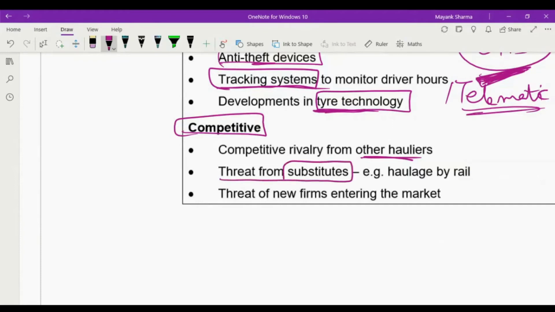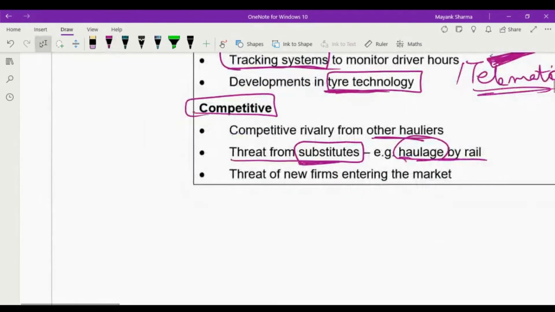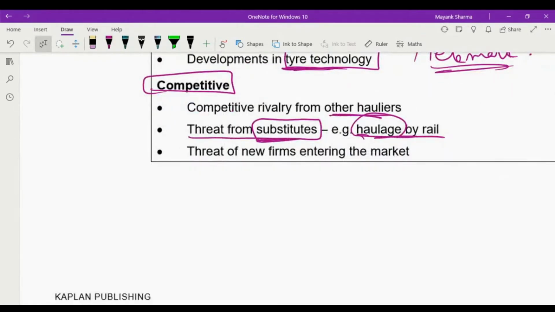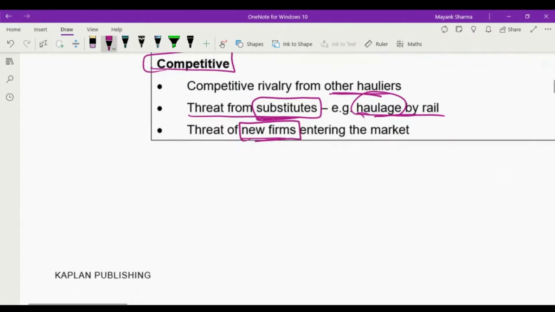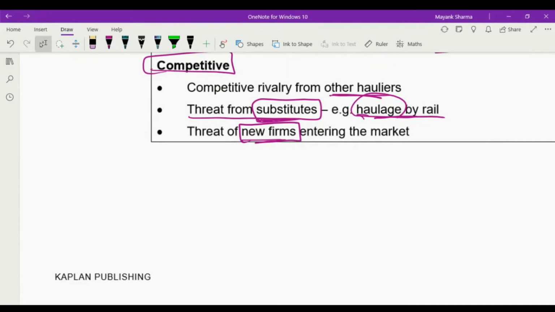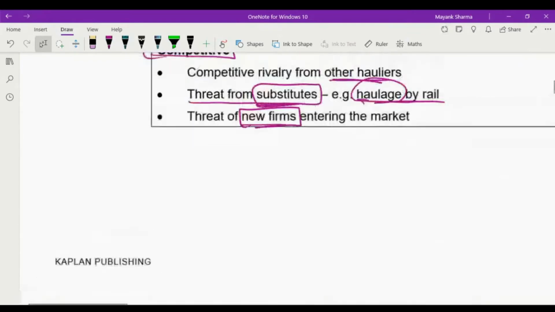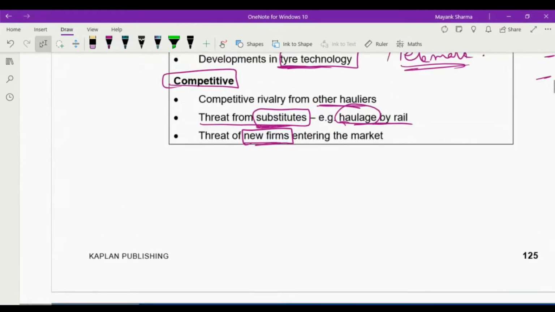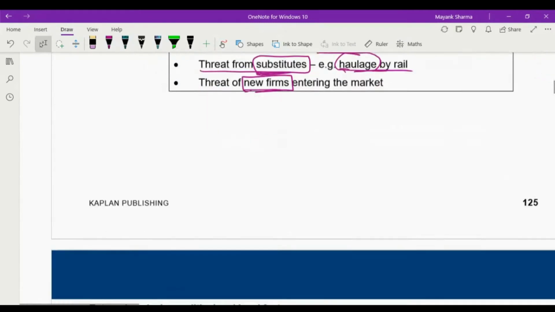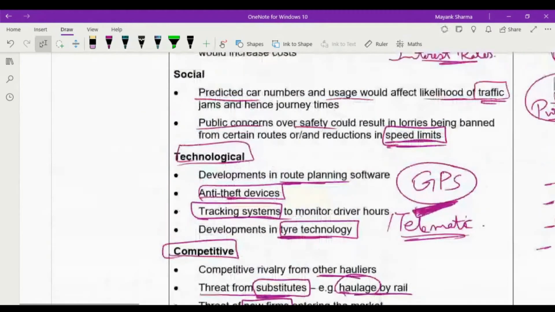Threat from substitutes. The threat can come not directly from the direct competitors, other haulers, but from other means of transportation also, like airways, railways. So if haulage is by rail, it's faster, it's cheaper as well. So that is a competition which the haulers can face. Threat of new firms entering the market. There can always be new entrants to the market. Those people who were associated with us, now they think that they can start a business of haulage. They can also enter into the business, and that way they will chop some of the business from us. So that's again a threat.